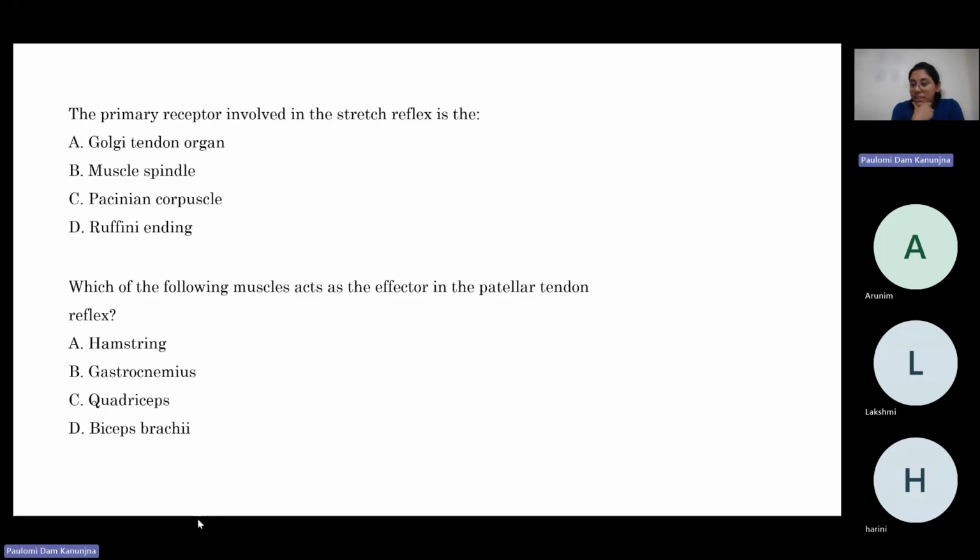Any idea? Especially about the second one, knee jerk reflex. Which muscles are there in your knees? What are the options? Hamstrings, gastrocnemius, quadriceps, and biceps. If you're a gym guy, you will definitely know which name this is.